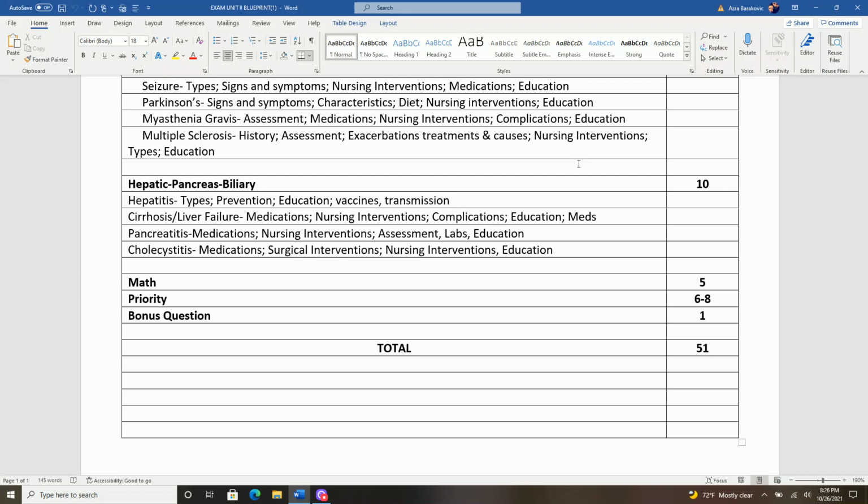As far as complications go, ptosis, P-T-O-S-I-S. Okay, that's the drooping of the eyelids, right? You want to know about that. You want to know what that entails and how you would treat that. And then again, mostly educating the patient on safety and how to preserve their muscle function.